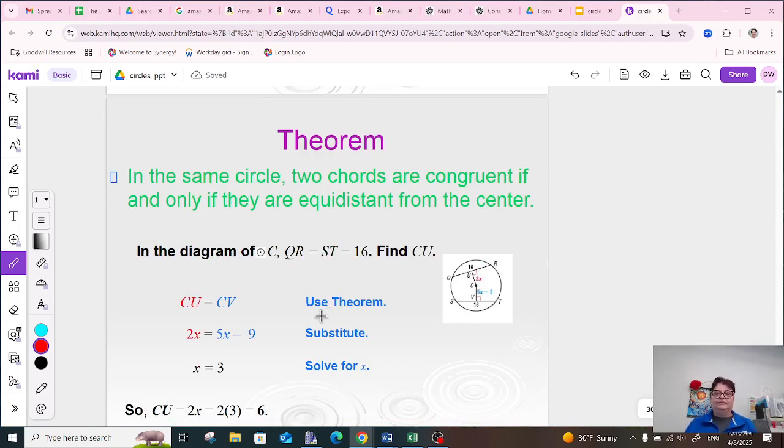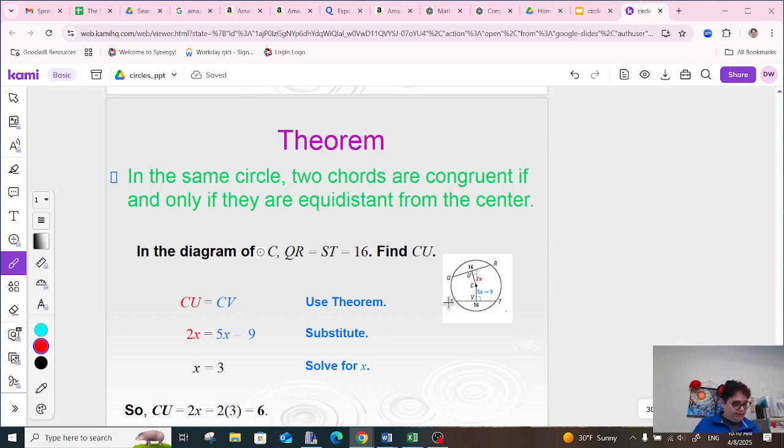Okay. Ooh, that one is small. Look how small this one is. I can hardly see it. In the same circle, two chords are congruent if and only if, sorry, they are equidistant from the center.